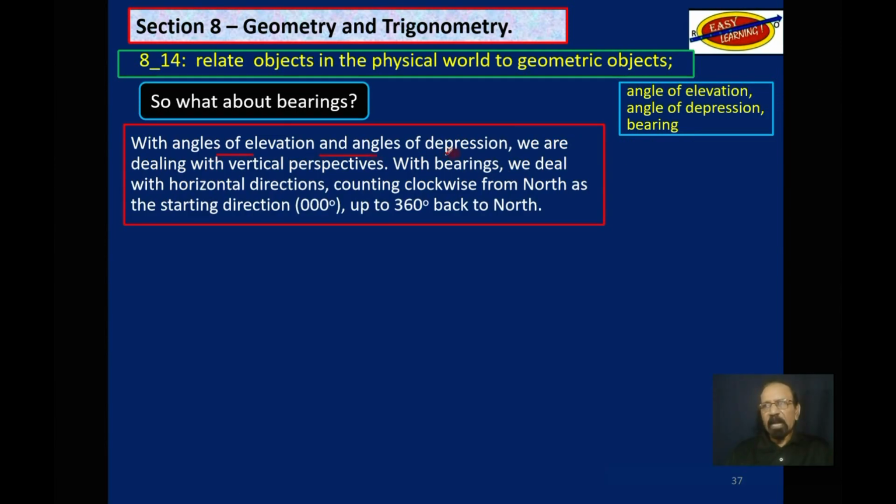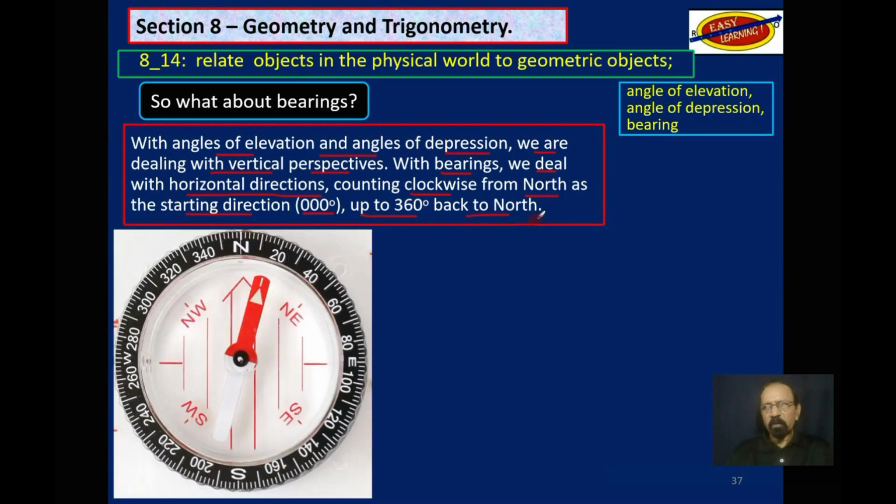With angles of elevation and angles of depression, we are dealing with vertical perspectives, up and down. With bearings, we deal with horizontal directions, counting clockwise from north as the starting direction, which is 000 degrees, up to 360 degrees, which is back to north. For example, this is a compass face. If you begin at north here, go all the way around to south, that's 180, go all the way around to west, and come back here, back to 0 or 360.